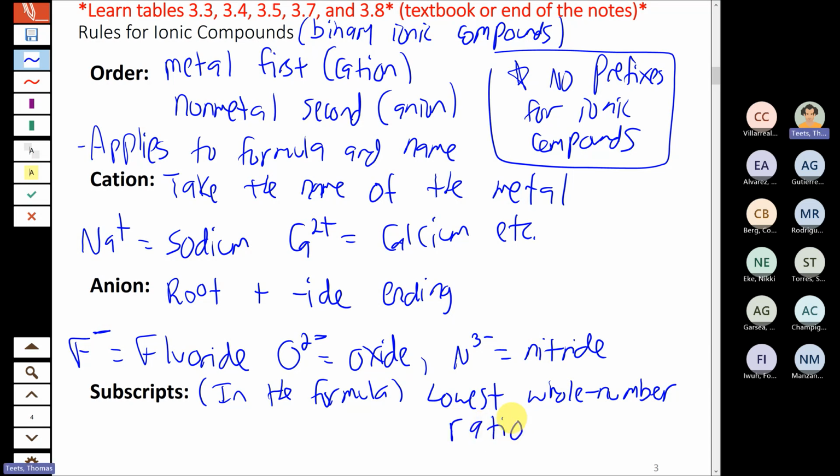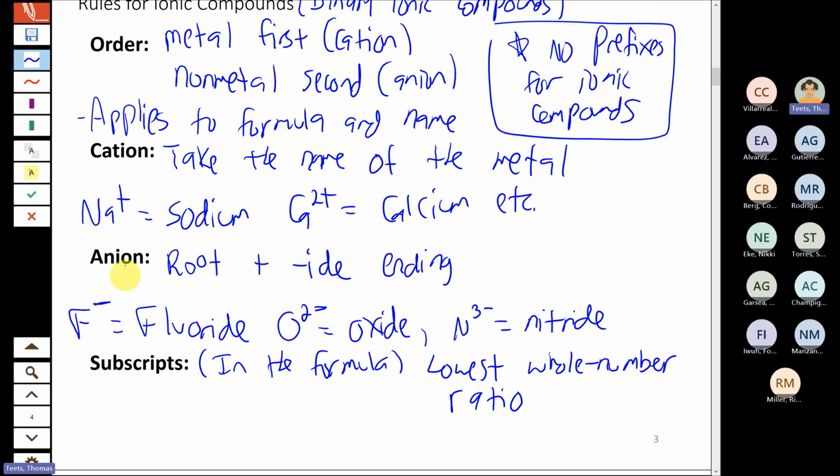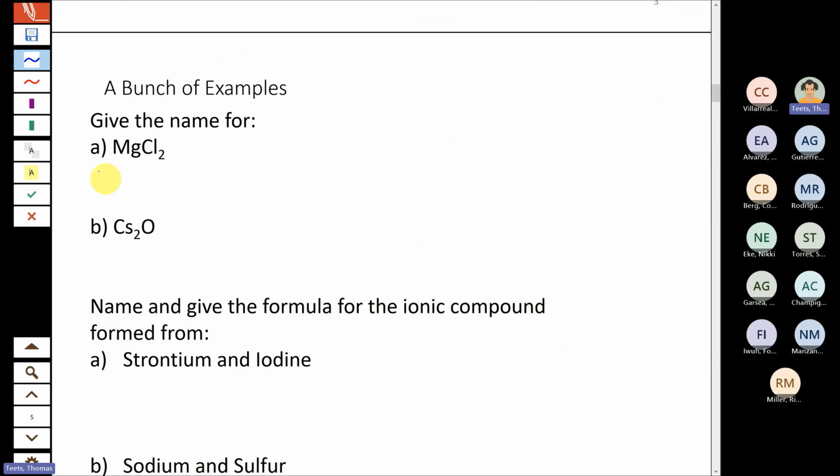All right, so we already talked about how to do the subscripts in the formula. For the name, though, those subscripts don't get translated into the name at all. You just name the cation and the anion, and where it is in the periodic table will normally tell you what the charges are, and that allows you to easily predict the formula from that. So with some simple main group ionic compounds, let's go through some examples.